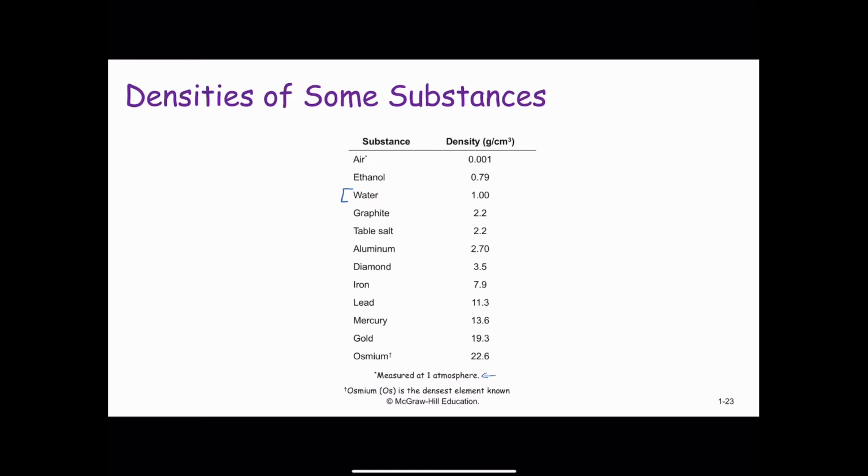You can see that something like ethanol, which is found in alcoholic beverages, has a lower density than water. But if you look at something like air, it has a much lower density than water. In fact, it's 1,000 times lighter than water. If you look at these metals down here, things like iron, lead, mercury, gold, osmium, you see that they have much higher densities than water, ethanol, and air. In fact, osmium is the densest element known in that it weighs 22.6 grams per centimeter cubed. That means it's about 23 times heavier than water.